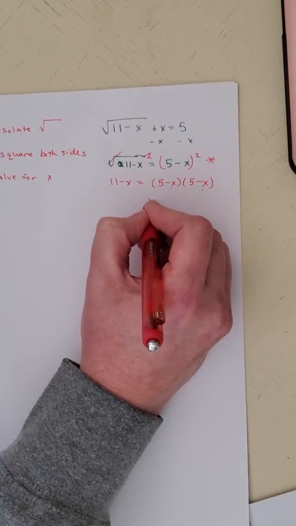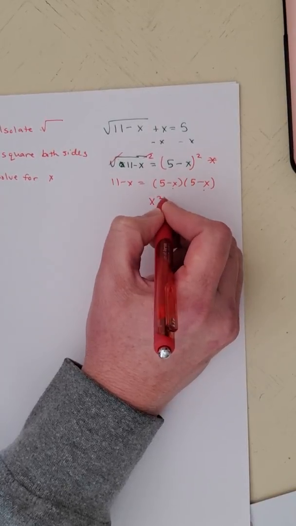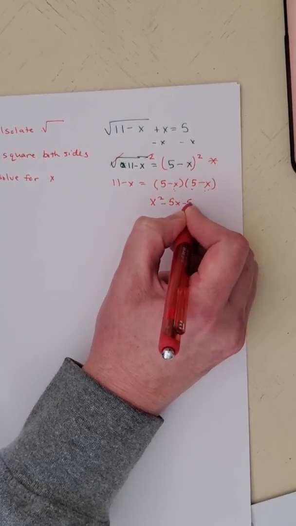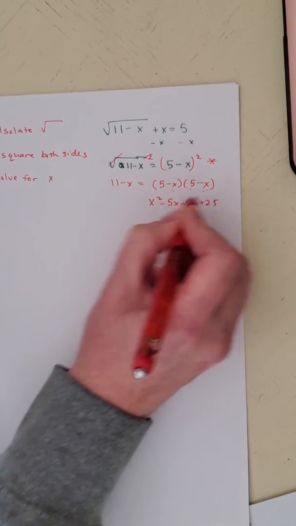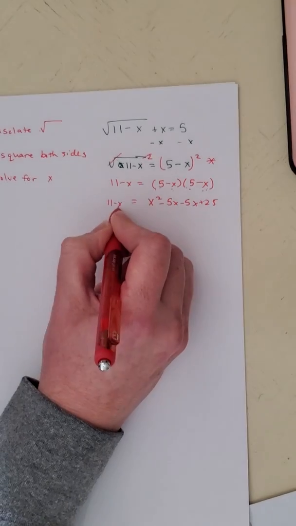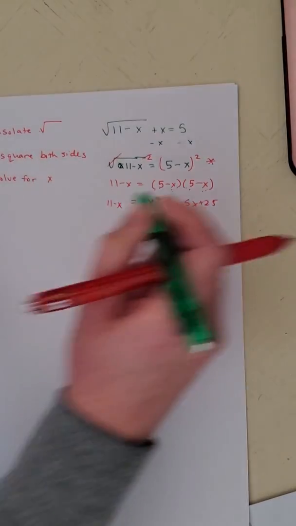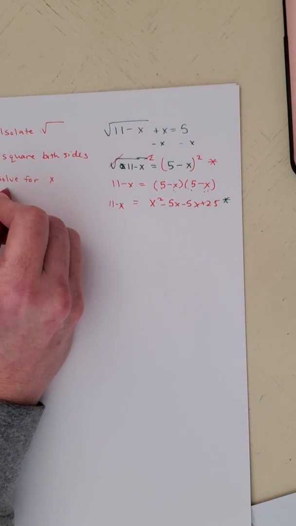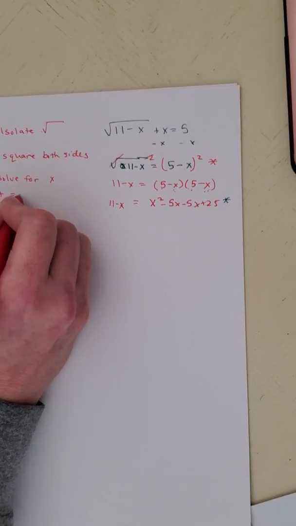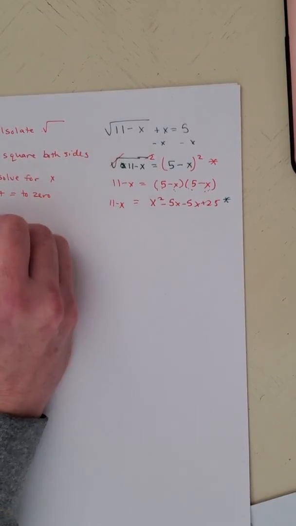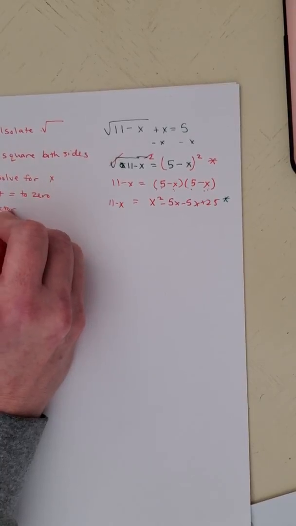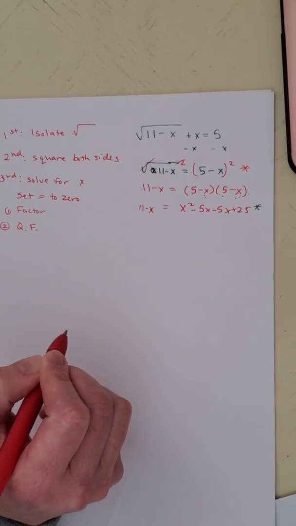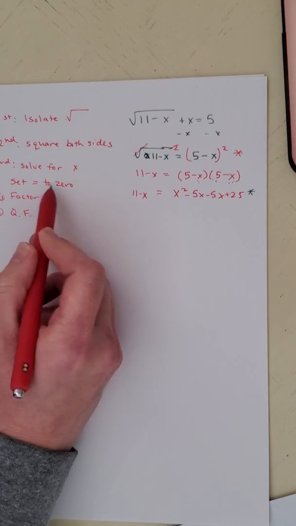It's going to be x times x, which is x squared. Remember, a negative times a negative is still positive. And then negative 5x, and then 25. Okay, at this point, here's another sticking point, right? At this point, we have a quadratic. And so to solve for x, you need to set it equal to 0, and then either factor or use the quadratic formula. One of the two, right? So we need to set it equal to 0 first.